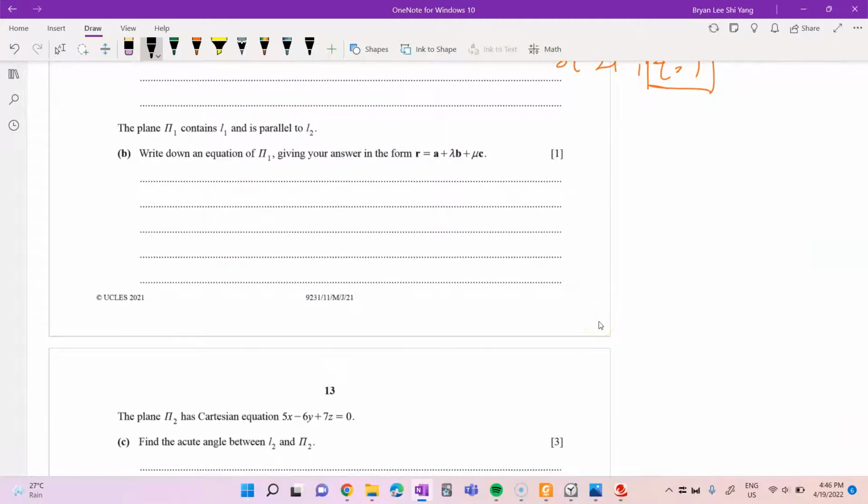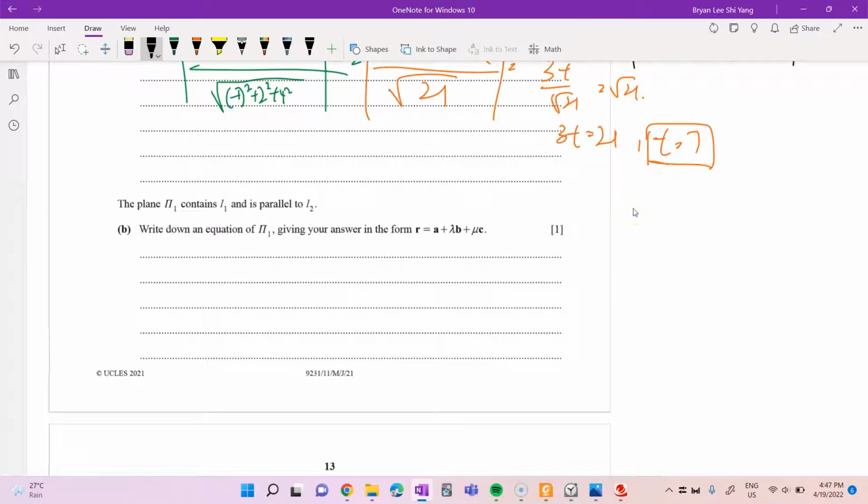Then the plane P1 contains L1 and is parallel to L2. Write down an equation of plane P1, giving your answer in the form r equals a plus lambda b plus mu c. Okay, r equals a.